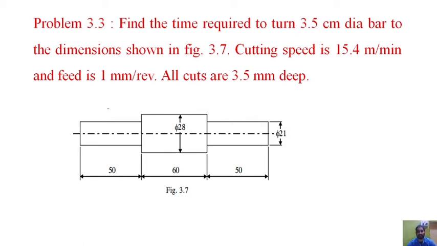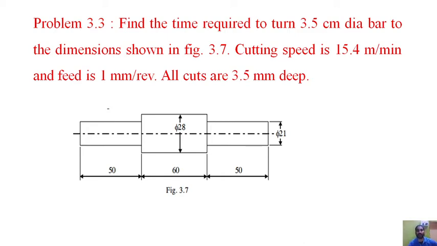So initially you are given raw material of 3.5 centimeter diameter and 16 centimeter length. Using that raw material, you have to make the final shape as shown in the figure. So you have 21 mm here and 21 mm here, and in the middle you have 28 mm for a length of 60 mm. All cuts are 3.5 mm, that means the depth of cut is 3.5 mm. If you take 3.5 mm on one side, the total diameter cut will be 7 centimeter, because the diameter cut is 2 into the depth in terms of radius.